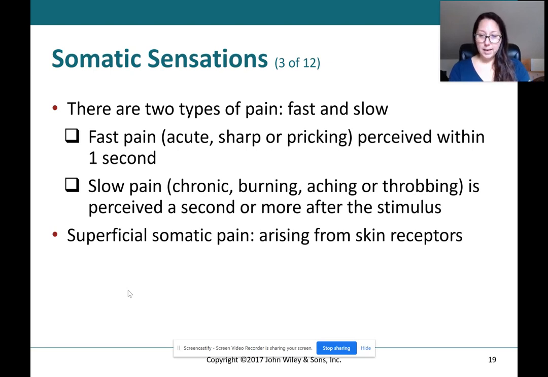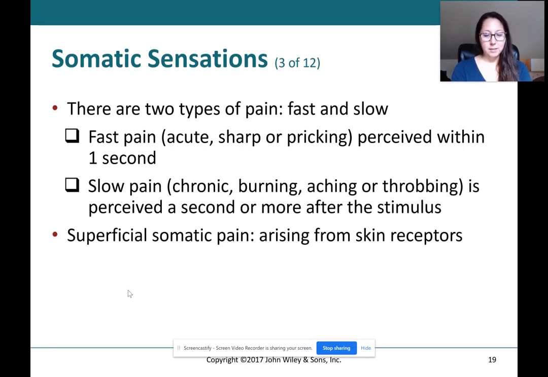extreme temperature. Have you ever felt water and you're not sure if it's cold or hot? Like either it's so hot it feels cold, or it's so cold it kind of feels hot. Sometimes those signals get mixed up. I've kind of felt that before. So chronic burning, aching, or throbbing pain is perceived a second or more after the stimulus. So not as fast as the fast pain.